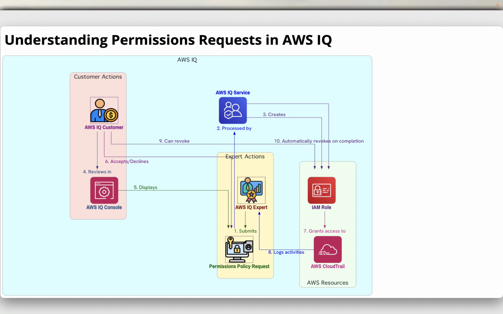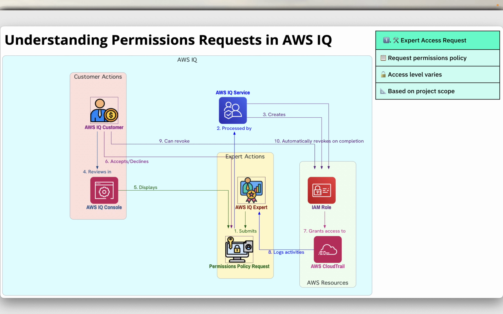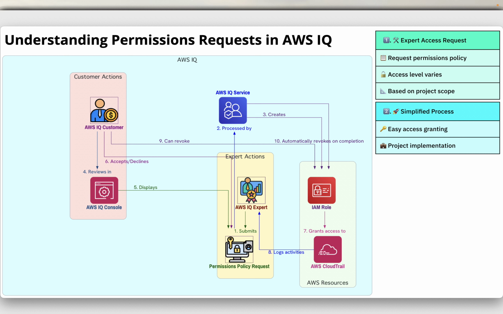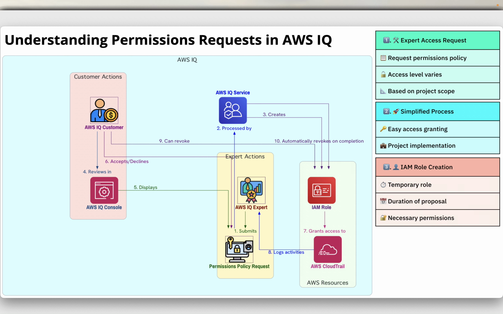So understanding permission request in AWS IQ. Experts might request a permission policy to access your AWS account and complete the necessary work. The level of access required depends on the scope of the project. AWS IQ simplifies the process of granting access to experts, which allows experts to implement projects in your account more easily. AWS IQ creates an IAM role for the expert to use for the duration of the proposal. This ensures that the expert has the necessary permission to complete their work.